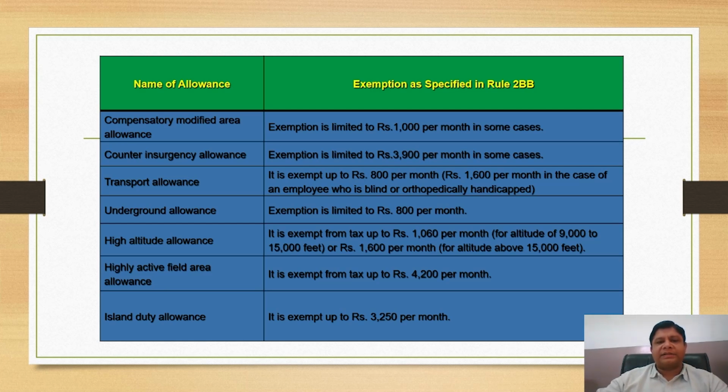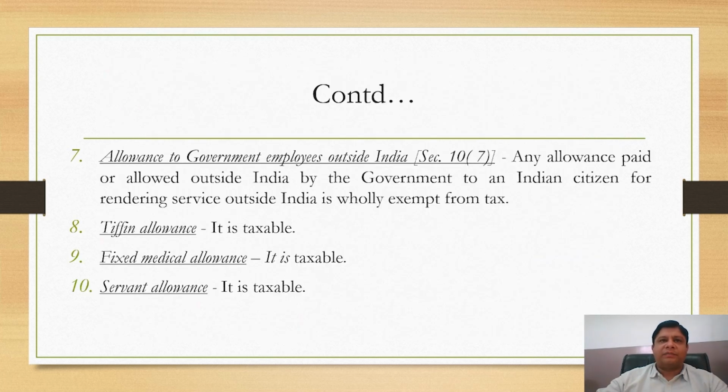So these are various allowances for which the limit of exemption is given, and we have to calculate the deduction or exempted amount on the basis of the actual amount received and the amount mentioned in Rule 2BB, whichever is lower. Next allowance is allowance to a government employee outside India, Section 10(7). Any allowance paid or allowed outside India by the government to an Indian citizen for rendering service outside India is wholly exempt from tax. Next, tiffin allowance is taxable.